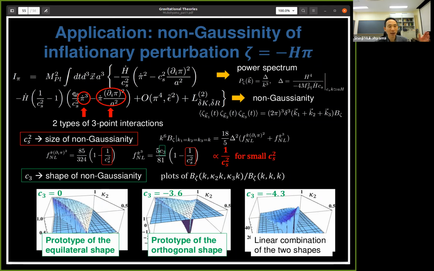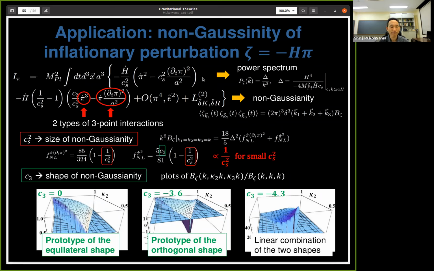Then from a given theory, DHOST or say K-essence or Horndeski, we can compute these coefficients. Then we can constrain these theories. And also for the structure formation, here I show the construction of the EFT of inflation, but we can do the same thing for the EFT of dark energy. Then we can consider corrections to the structure formation, for example. Then in principle, we can constrain the coefficients of this EFT action.